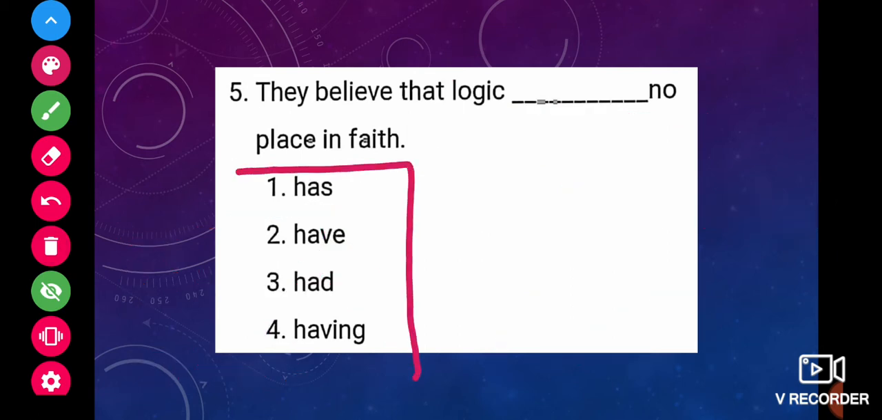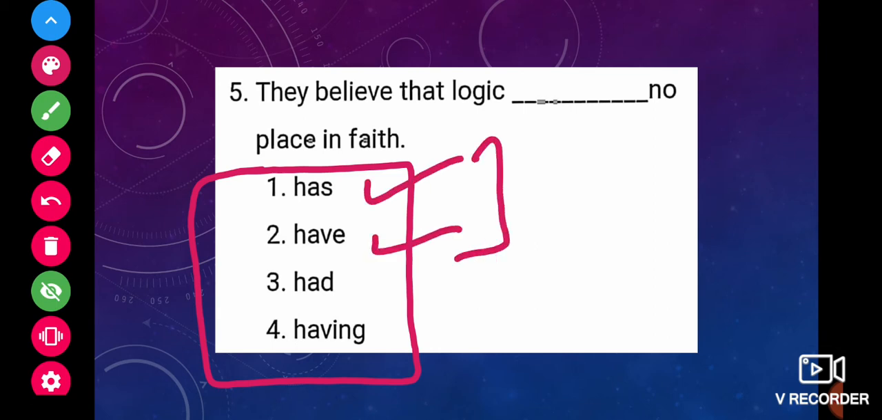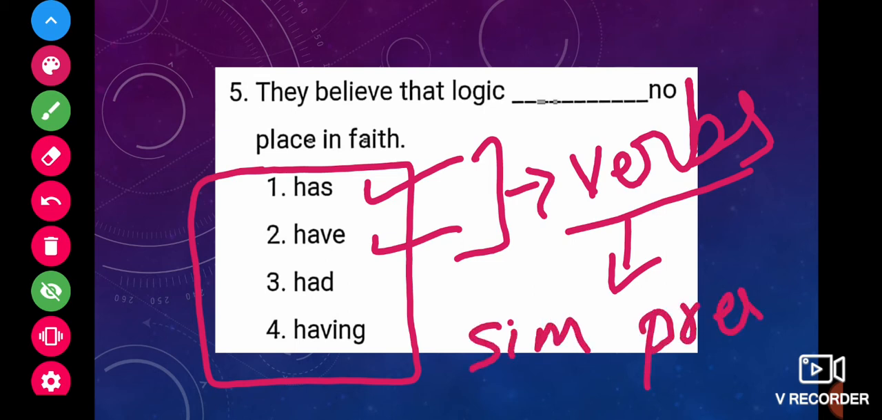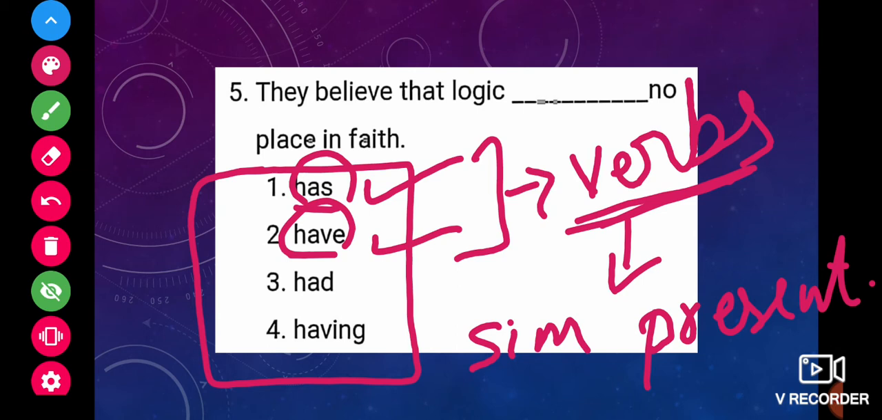So out of all these options, we can use has or have as verbs, and these are in simple present tense. We are using has and have only as the main verbs here. Remember that has and have are also used in present perfect tense.